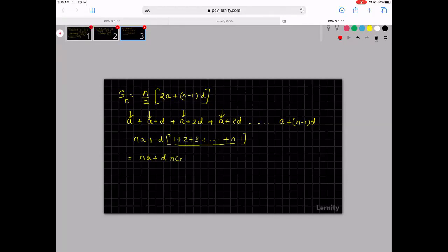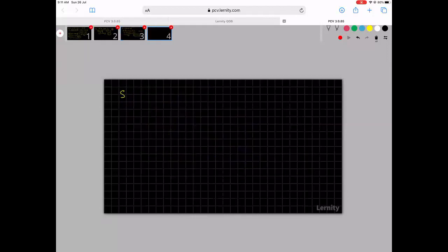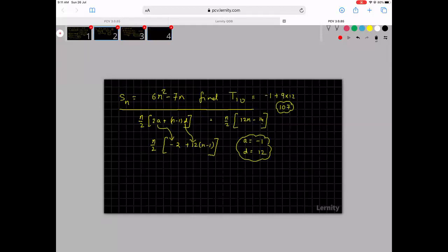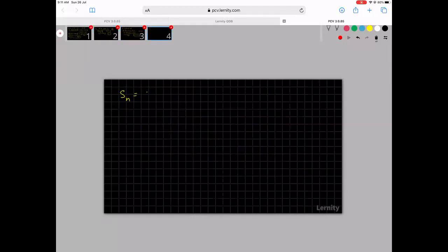So this is equal to na plus d into the sum of all these. Sum of all this is n into n minus 1 divided by 2. So I'll take n common and 2 common. So n by 2 into 2a plus n minus 1 into d. So this is one way in which you can prove this. This is the sum of n terms of an AP. Now I am giving you a question where Sn is equal to 6n squared minus 7n. There are two ways I can do it.